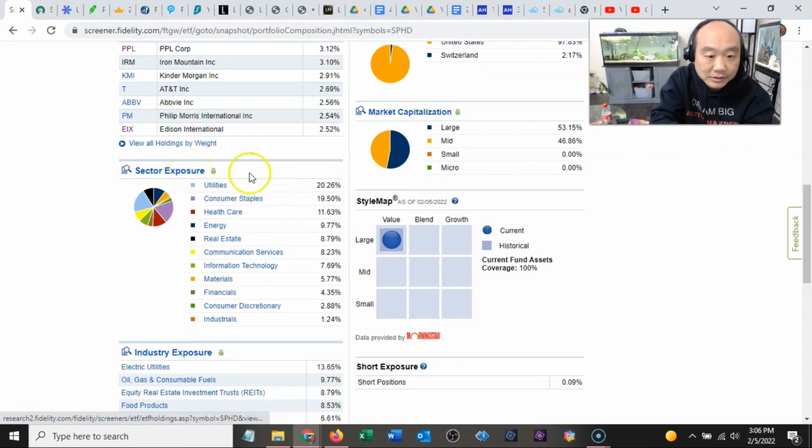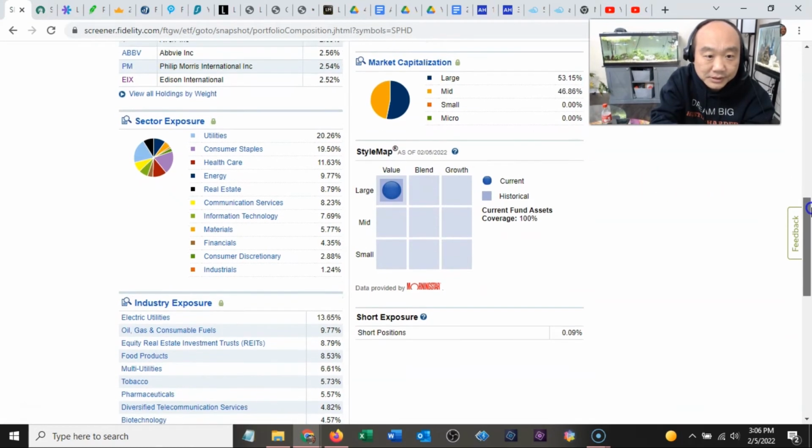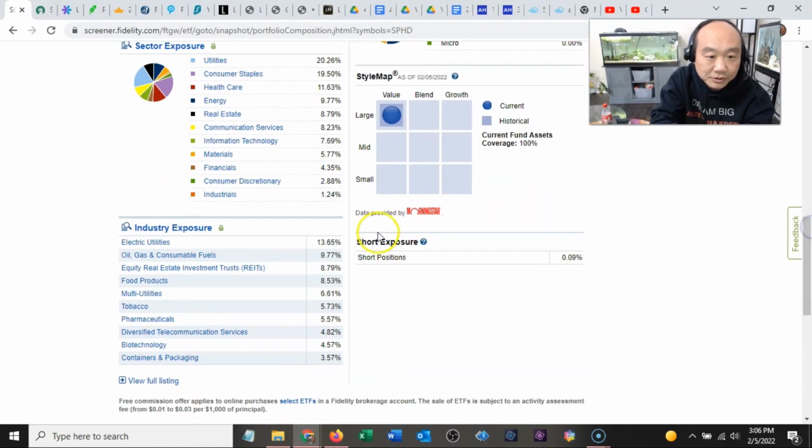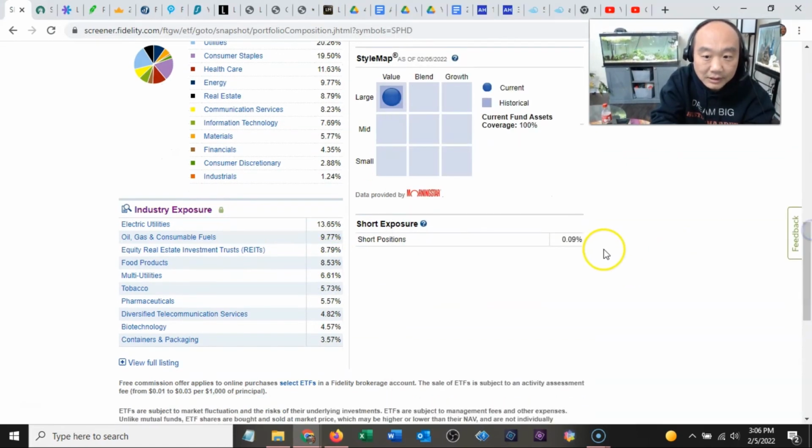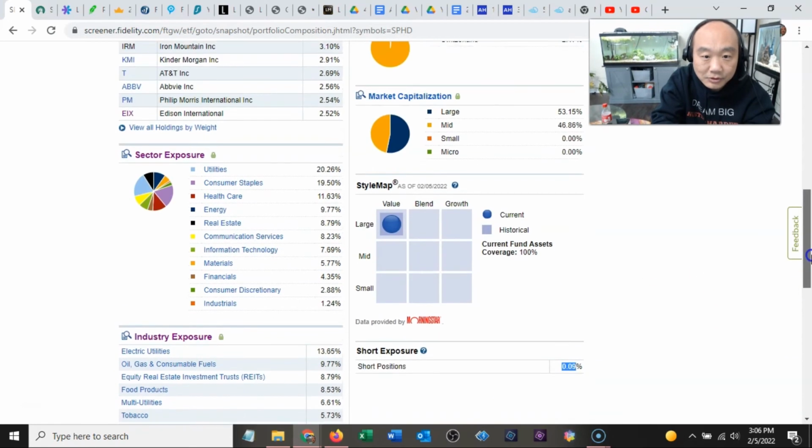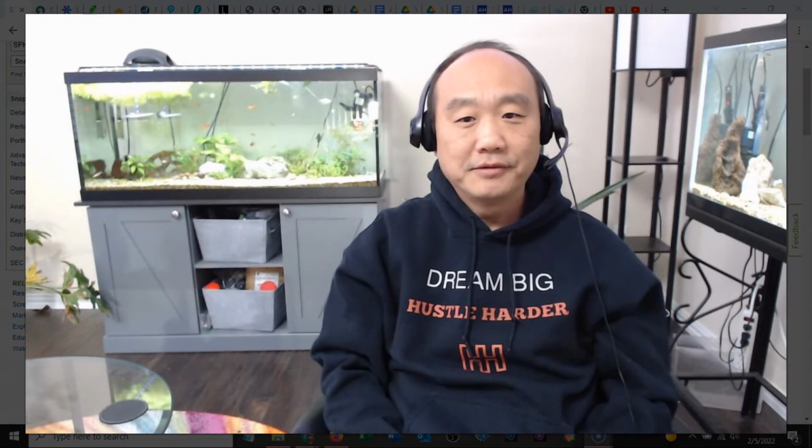So let's look at this here. Sector exposure. So industry exposure, electric utilities, like we said, is the highest, and then oil and gas, REITs, there's your Iron Mountain, and then your tobacco, food products. I guess Philip Morris is food products. Let's look here. And not too many short positions here, so it's mostly long on these. So you're looking at a lot of high quality value stocks.